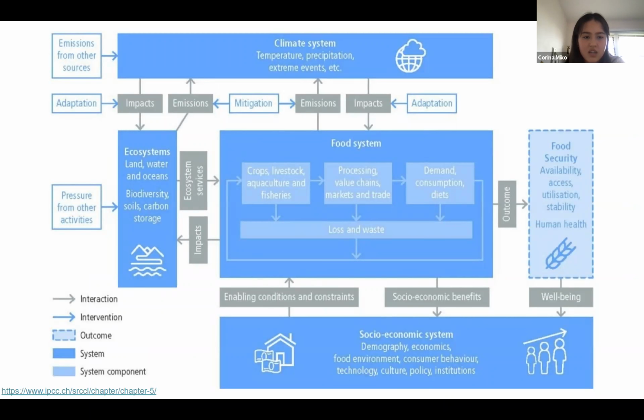So this flowchart here details how integrated the climate systems, food systems, and socioeconomic systems are. Food security, shown to the right here, is indirectly related to the impacts of changes in the climate system up top.